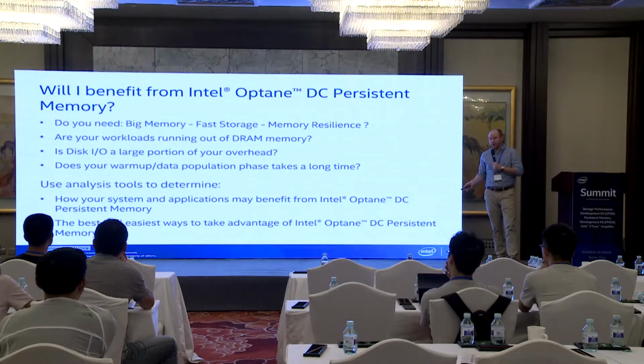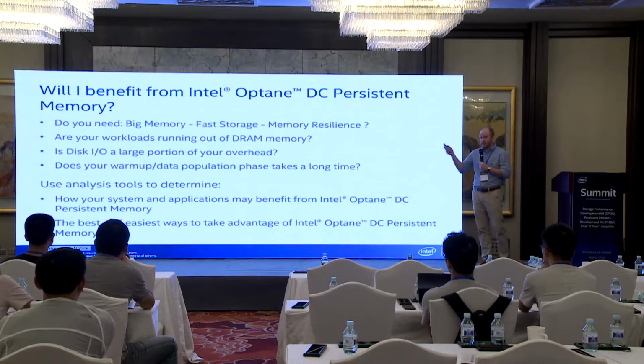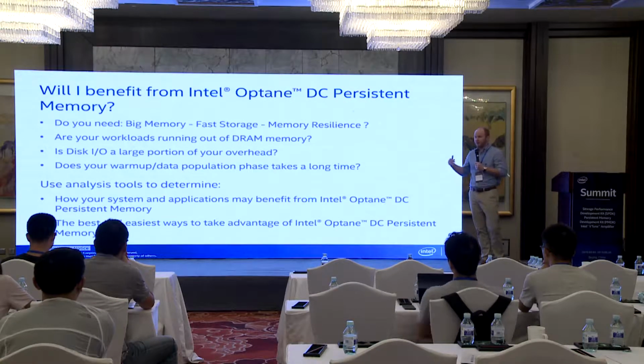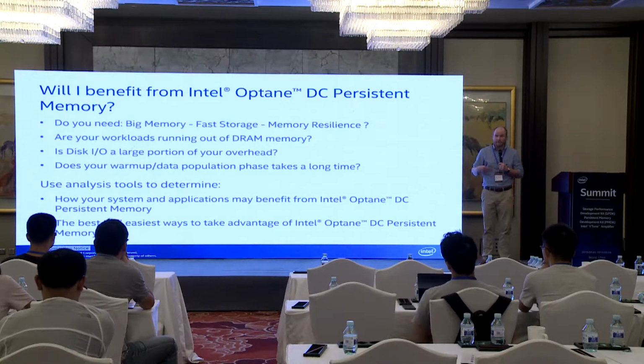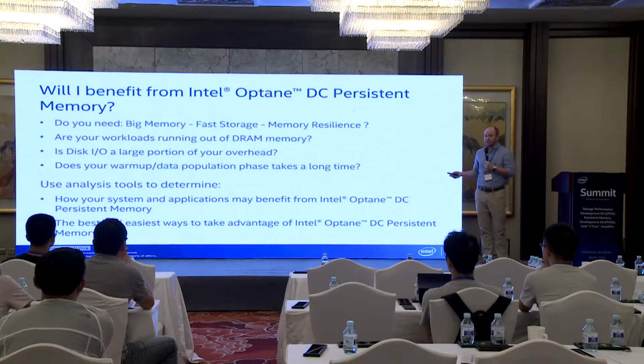Some questions to think about whether your application will benefit from Optane DC persistent memory. Do you need big memory? Are all of your workloads running out of DRAM, or are you buying very expensive machines to have enough DRAM available to your workloads? Do you need fast storage? Are your bottlenecks related to disk accesses? Do you have performance issues because reading from disks is so slow?